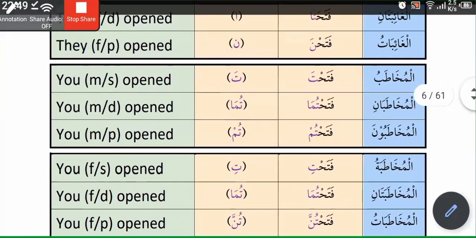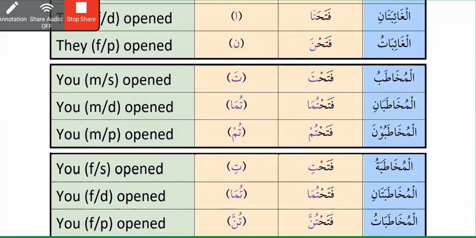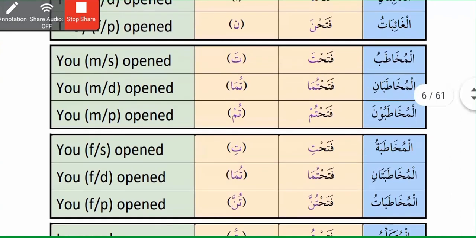Then we have 6 more sigas which are fatahta, fatahtuma, fatahtum, fatahti, fatahtuma, fatahtunna. So you have all the relevant pronouns written with them, right? We already know that ta means you, tuma means you both, tum means you all, and ti means you when we are talking to a female, and then tuma is used for 2 females, and then tunna is used for all females. Like you have a group of females that you are talking to, then you use the suffix tunna as the pronoun for the verb.